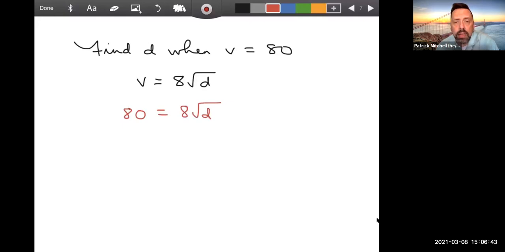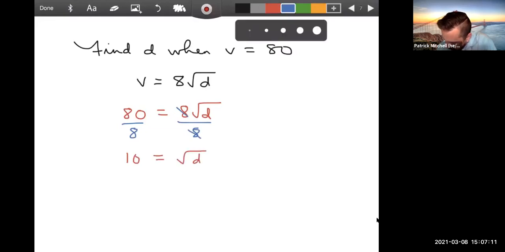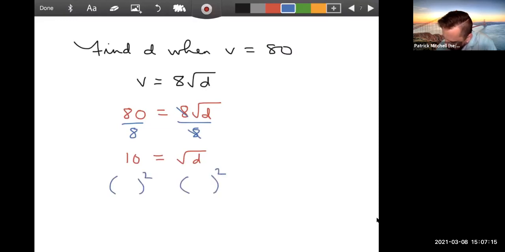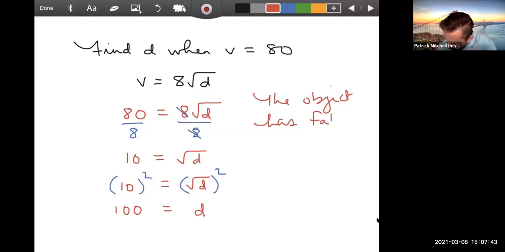Now, if I wanted to, I could square both sides at this point. But I think what I am going to do this time, I didn't do it last time, is get rid of that 8. The reason I did not do that last time is because it would have created fractions, and this time it doesn't. So we might as well go ahead and do it. That gives us 10 equals the square root of D. And now if I apply the appropriate power, which of course is second power, that's going to give me 10 squared equals the square root of D squared. 10 squared is 100. The square root of D squared is just D. All right, so the answer to their question is the object has fallen 100 feet.